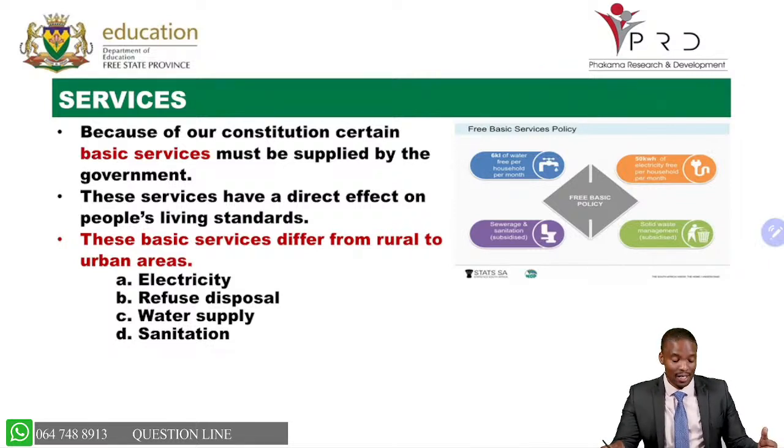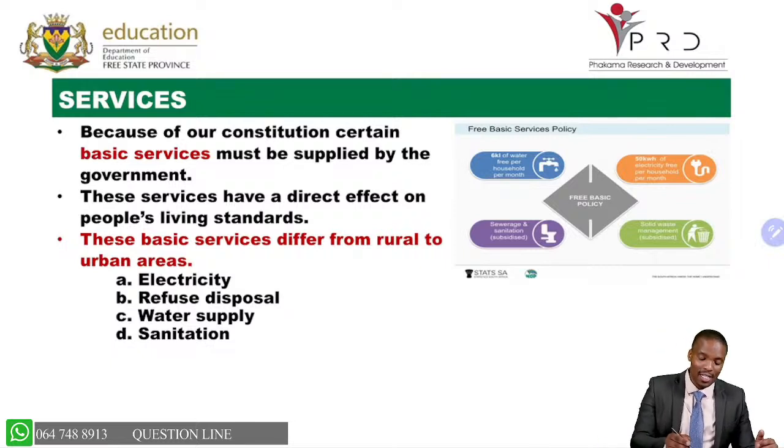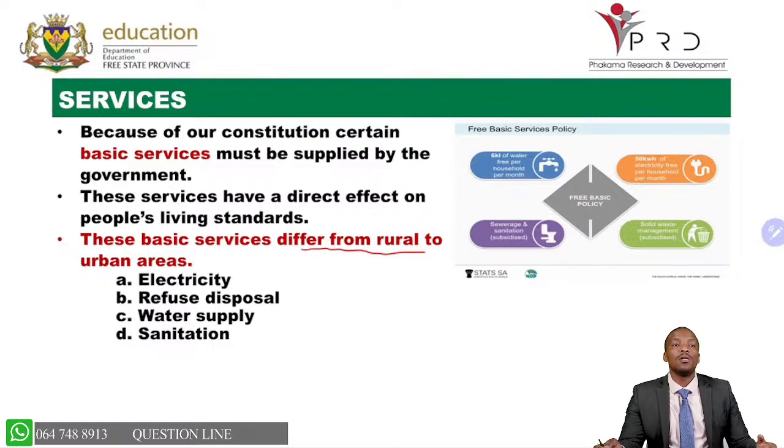What are we looking at? Electricity, water supply, refuse removal, as well as sanitation. It's very important to know that these basic services differ from rural areas to urban areas.